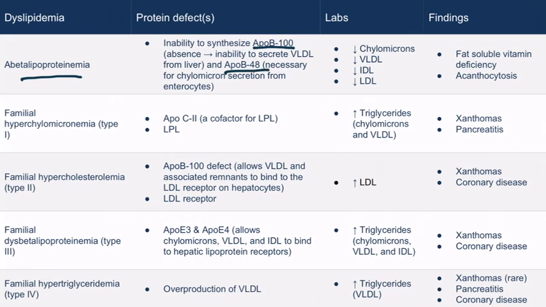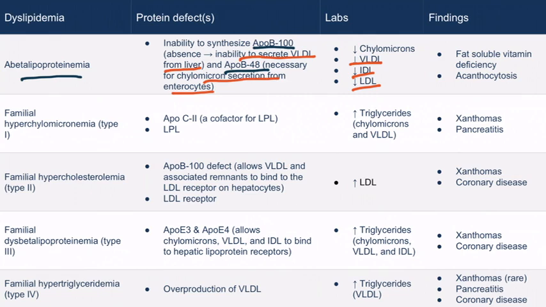From the table, notice that a lack of ApoB100 results in an inability to secrete VLDL from the liver. As a result, these patients have decreased VLDL and the remnants of VLDL, including IDL and LDL. Also notice that ApoB48 is necessary for chylomicron secretion from the enterocytes, like we've discussed. As a result, lipids cannot be absorbed properly, and they accumulate throughout the gut, resulting in steatorrhea.